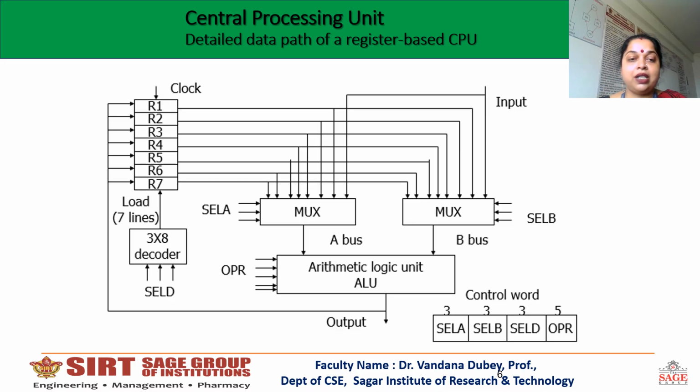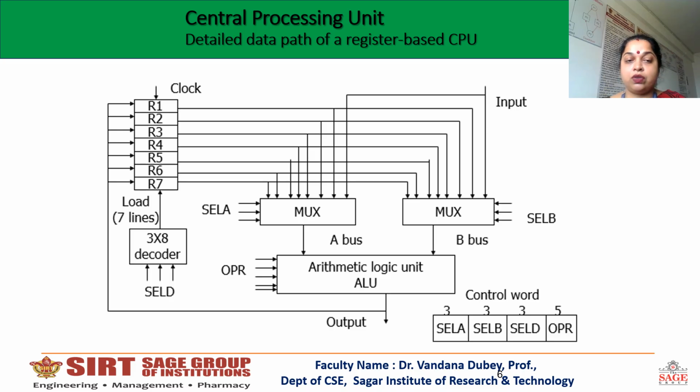The 3x8 decoder is used to enable one of the 7 registers for loading the data. The select D, that is select destination, control signal determines which register receives the result of an ALU operation. The load signal ensures that the selected register captures and stores the result from the ALU at the right moment.